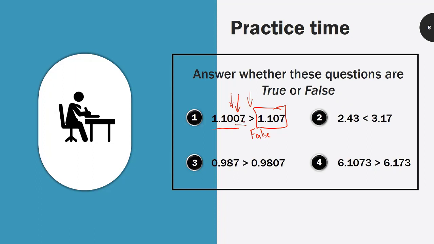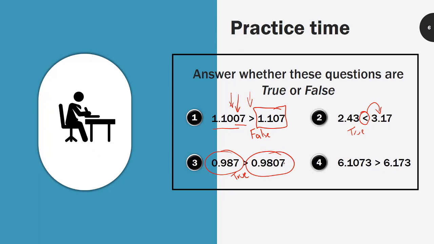Let's have a look at the second one. It's saying 2.43 is less than, because our crocodile is eating the big one, okay, is less than 3.17, and that is absolutely true, okay? Our third one is saying that 0.987 is greater than 0.907, and once again that is also true because this number here is bigger than this number here.